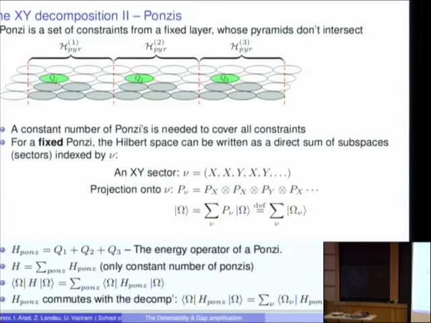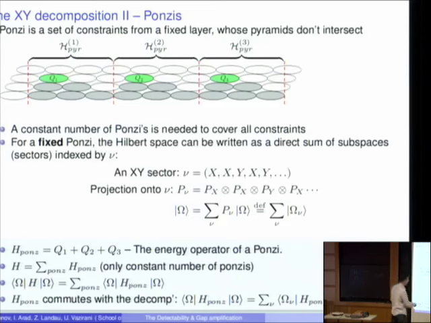We wanted to upper bound this quantity. Okay, we wanted to show that it is smaller than this. So, what is the advantage of using this kind of decomposition? Well, first we see that since there are only a constant number of Ponzis, if we now prove this for every Ponzi, it will be sufficient.